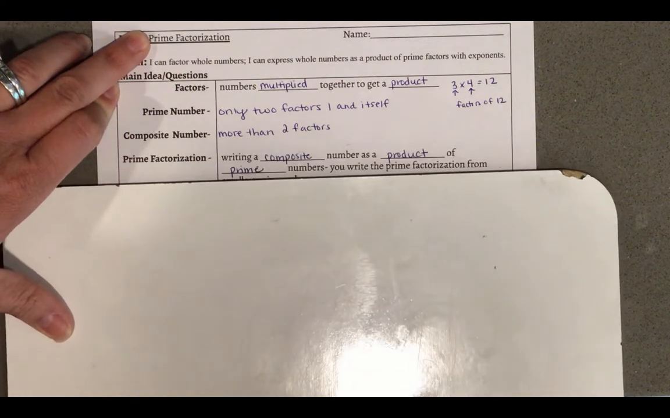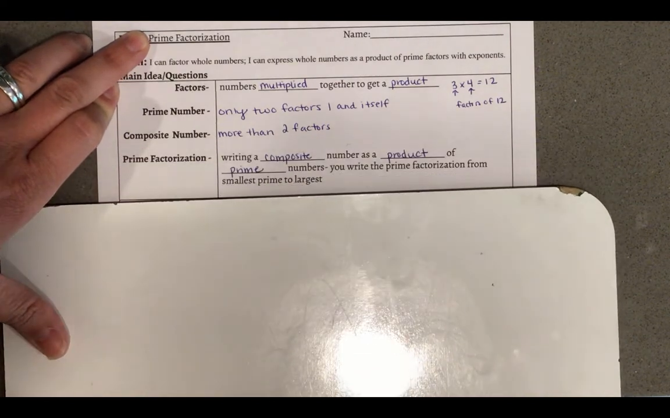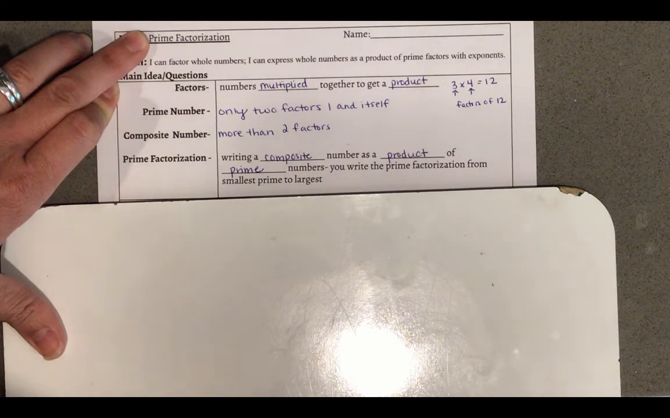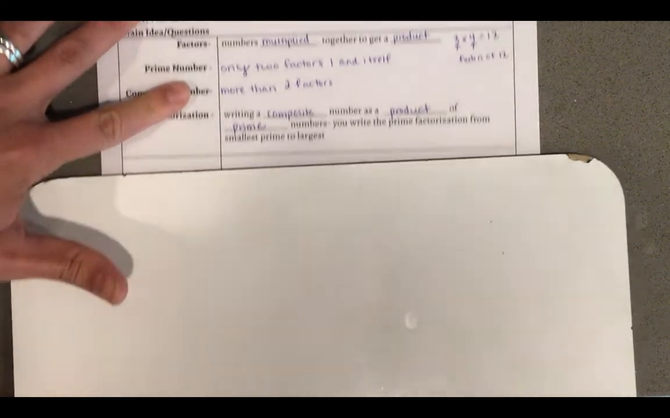That's going to be really helpful information in working with prime factorization. So with that said, let's fill in the definition for prime factorization. Prime factorization is where you're taking and writing a composite number as a product of prime numbers. And we write the prime factorization from smallest prime to largest. So really, we're going to be writing an expression that has prime numbers and multiplication signs. Let's look at this a little bit more.